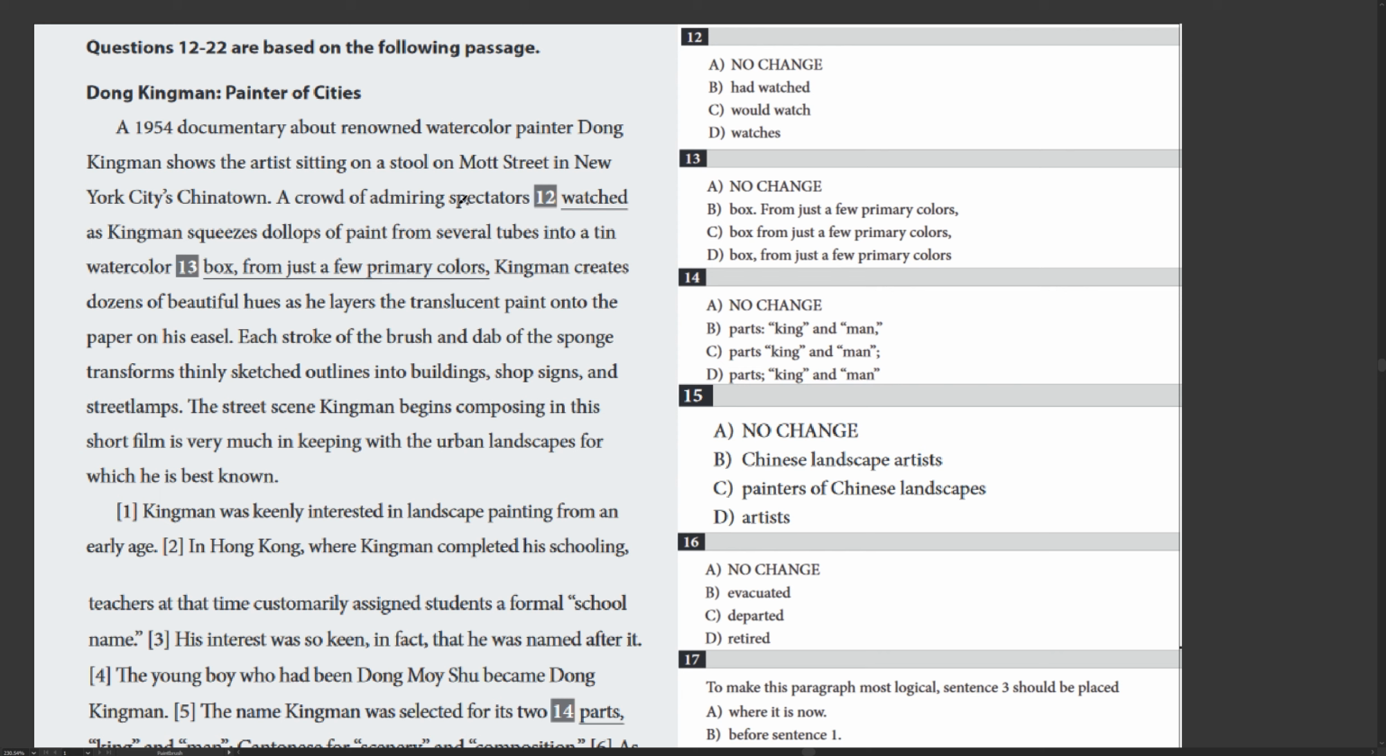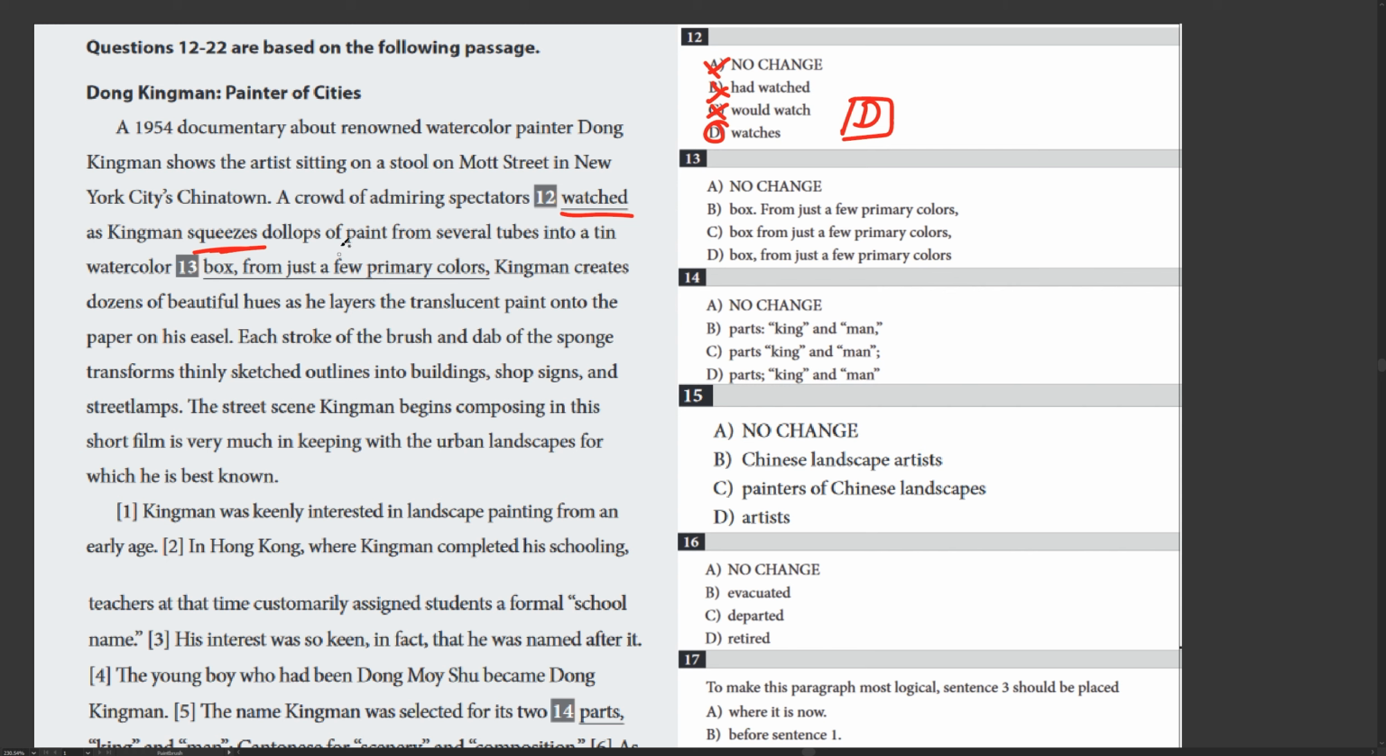So, question 12, we're just talking about the tense of watched. So, watch is going to be right here. And let's look at the rest of the sentence to get a sense of what we're supposed to say. So here I notice squeezes. Okay, so pretty much this sentence should be in present tense because squeezes is also in present tense. So in that case, B and C are wrong, and A is wrong too. So D is the only one in present tense, and that is my answer.